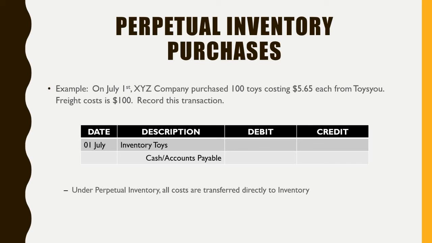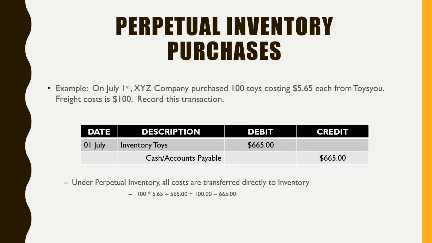Excellent. So in this case, the idea is that we're going to put the purchases in inventory, and every cost that's associated to it is also going to go directly into inventory. My inventory is toys, and I'm going to shove everything into inventory. So my total cost here is going to be $665, because that includes my purchase price plus my freight, because they're all going to go into the same account. Okay, so this is perpetual inventory. Any questions?